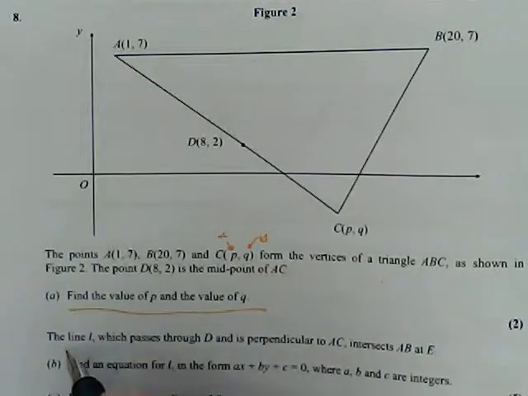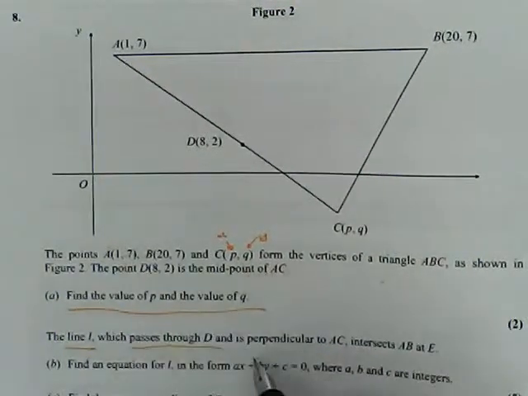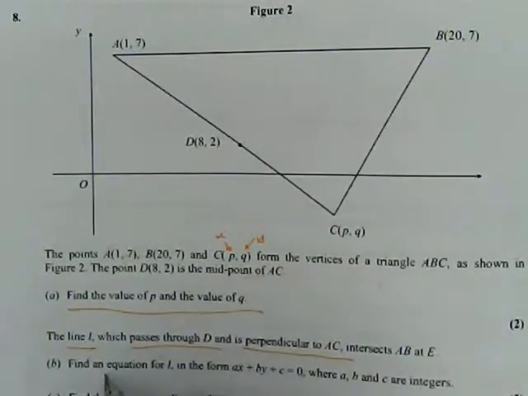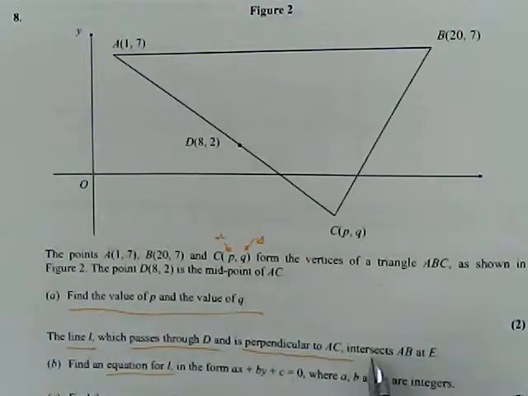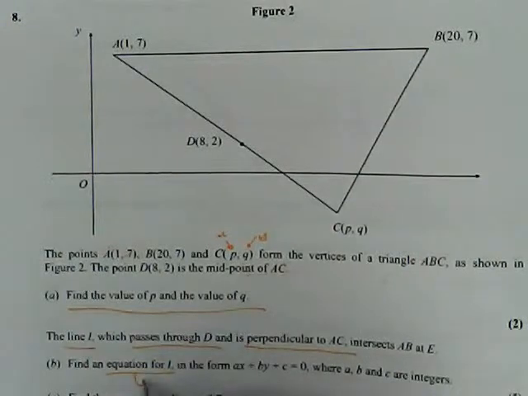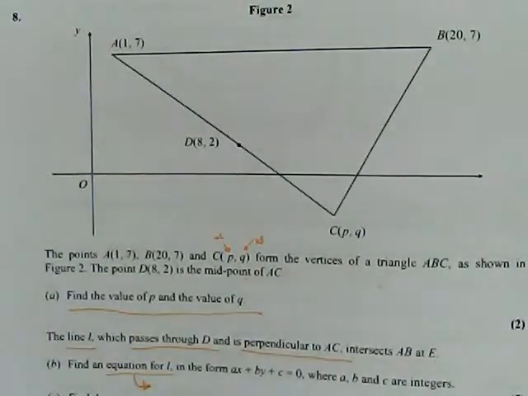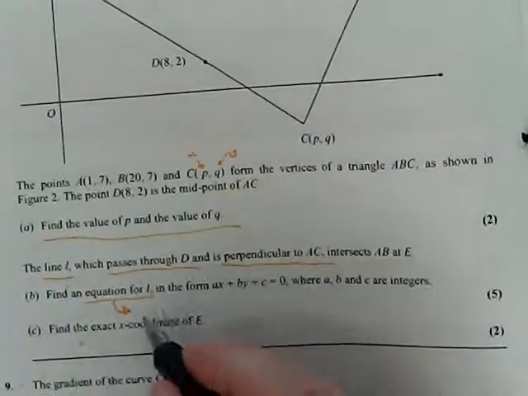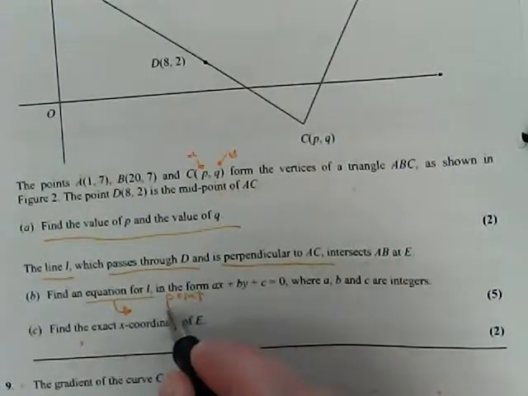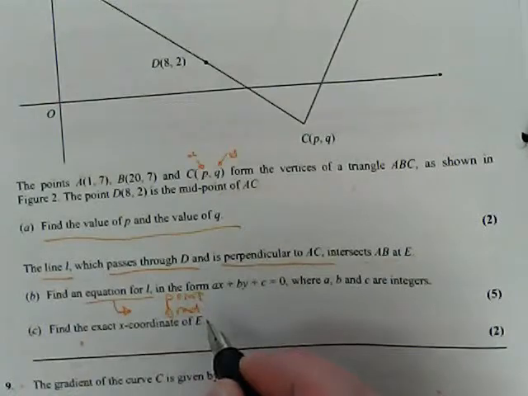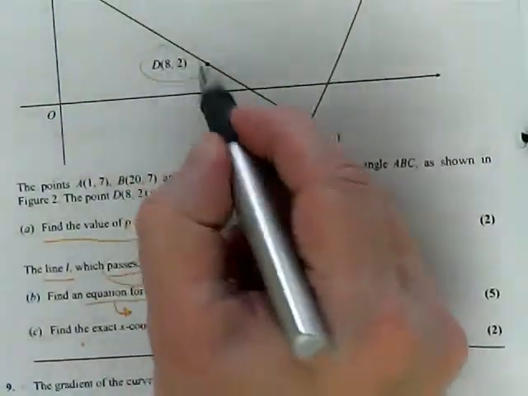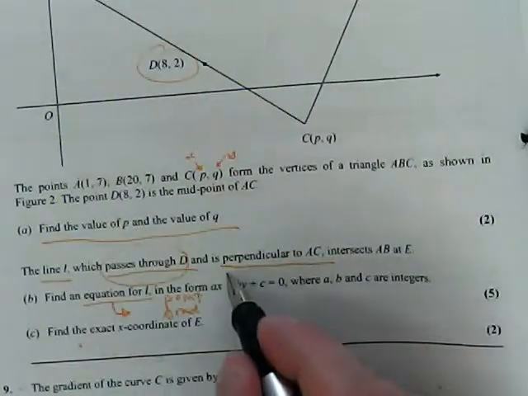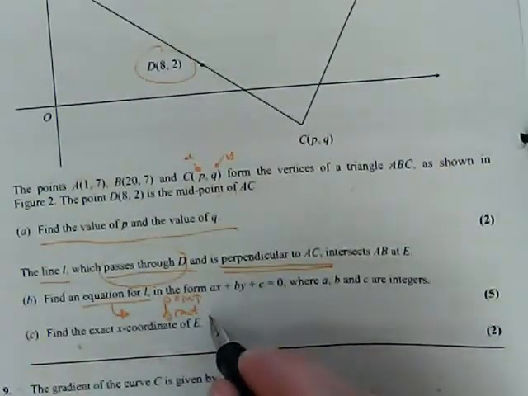Then we've got the line L, which passes through D and is perpendicular to AC, and we need an equation for L. I don't think we need to think about it intersecting at E yet. We've got what we need for an equation, because for an equation of a line we need two things. This has happened already on this paper. But for a line we need a point and a gradient, so we can use the y minus y1 recipe. What's the point? Well, it tells me it passes through D, and I've got the coordinates of D. Hooray.